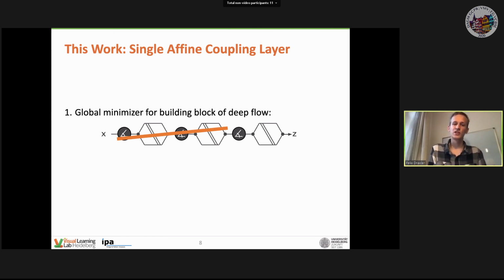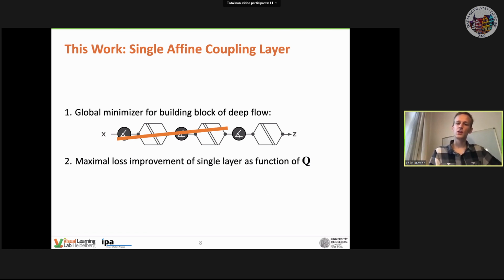So we don't consider a deep flow, but we consider just a single coupling layer coupled to the default loss. Now, using this minimizer, we can then derive the loss improvement that is possible by a single layer as a function of this rotation before the layer. And this, again, we can use to build a deep flow in a layer-wise manner.